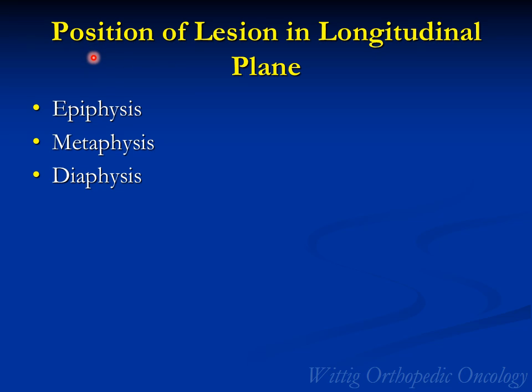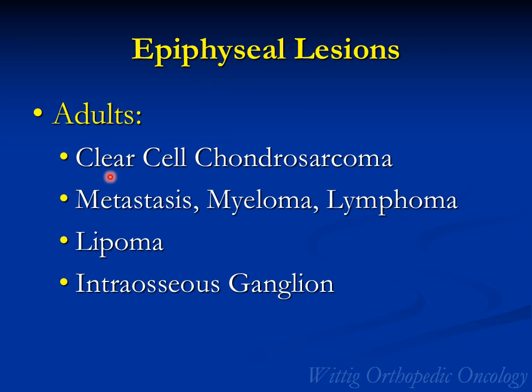You should always evaluate the position of the lesion in the longitudinal plane of the bone, whether it's in the epiphysis, metaphysis, or diaphysis, because there are certain tumors that occur in certain locations. In terms of epiphyseal lesions in adults, the differential is clear cell chondrosarcoma, metastasis, myeloma, lymphoma, intraosseous lipoma, and intraosseous ganglion. Intraosseous lipoma usually occurs in the calcaneus, which is an epiphyseal equivalent.